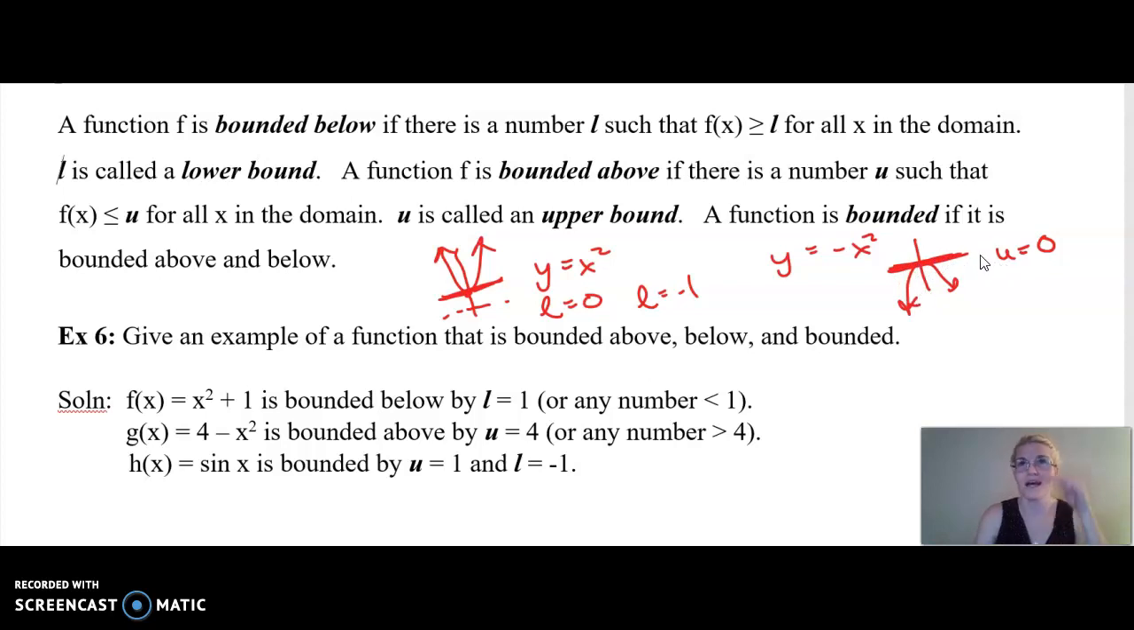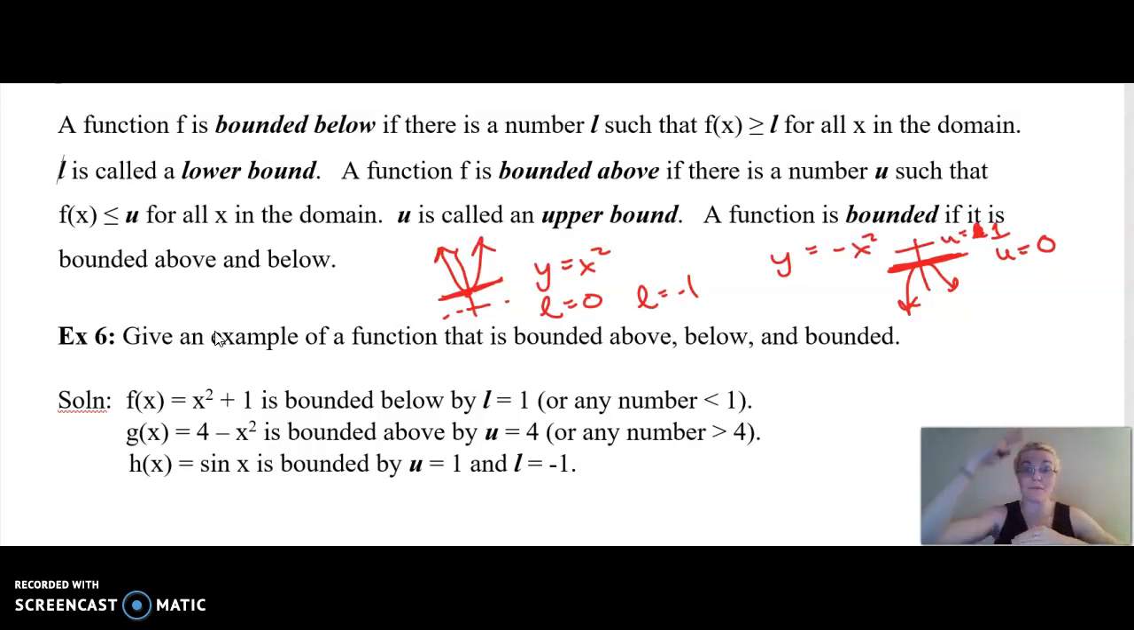So this would be the least upper bound because that's an upper bound too. u equals 1 is also an upper bound. So we want the least number that's still above the whole function. And then we reserve the word bounded to simply mean there's a limit above and a limit below.